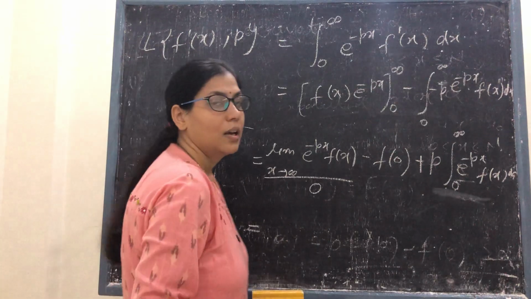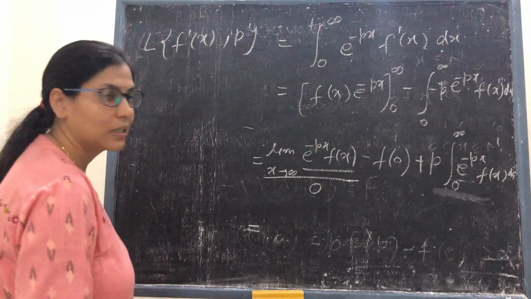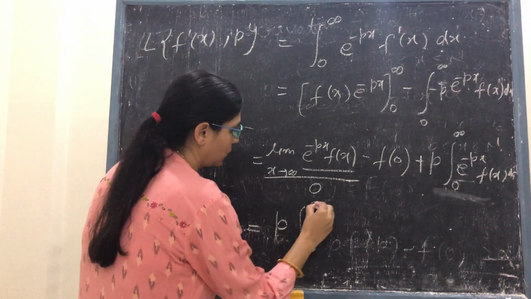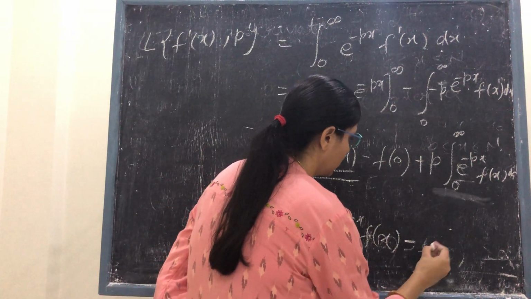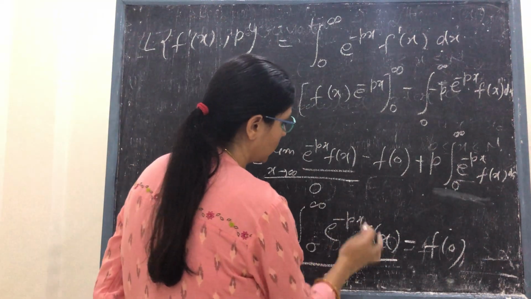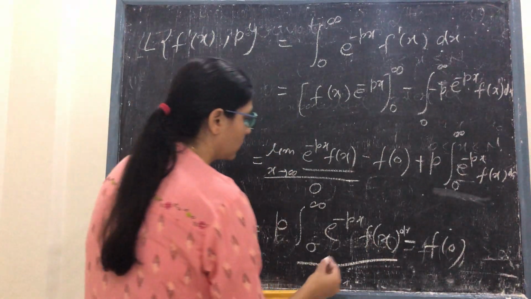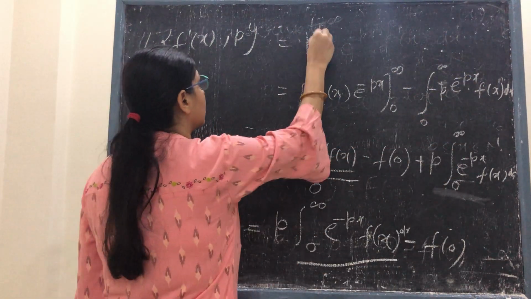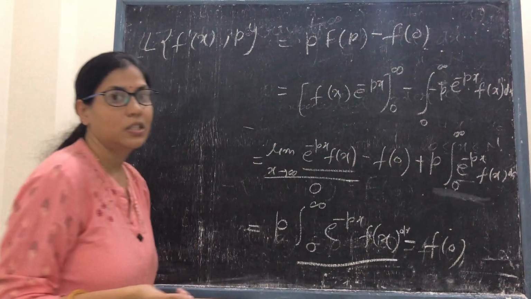It is the Laplace transform of the function like this. So using the exponential of order alpha where p is greater than alpha, so this must be 0. So it is p 0 से infinity e raised to the power minus px f of x dx minus f of 0. This is what? This is our 0 से infinity e raised to the power minus px f of x dx. This is our Laplace transformation of function f(x). So it can be written as p F(p) minus f of 0. This is what we have to prove.